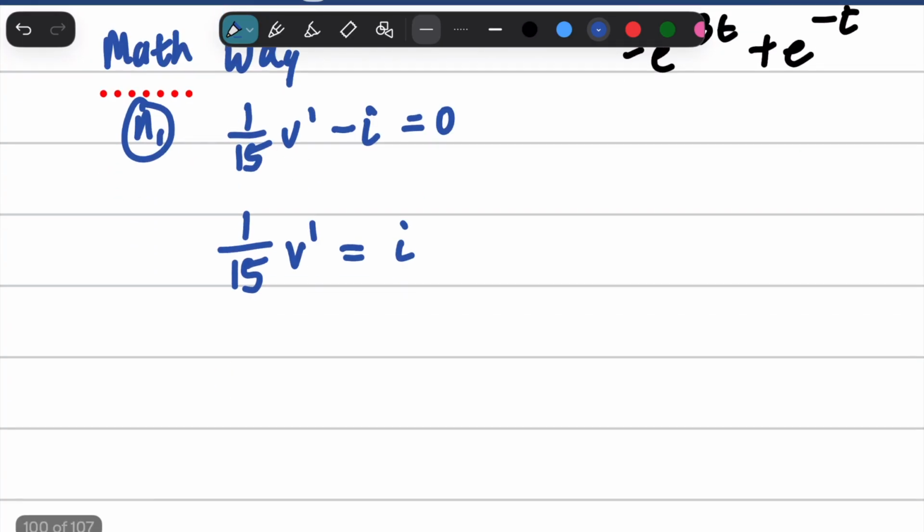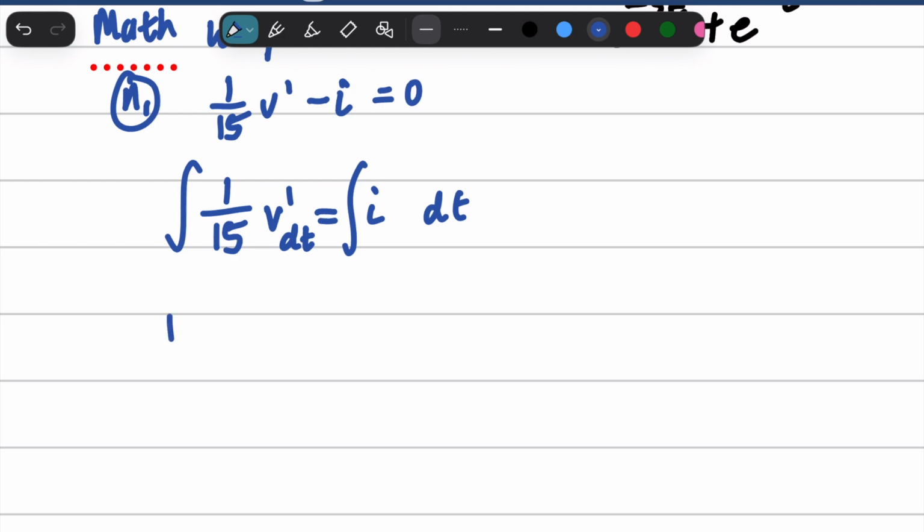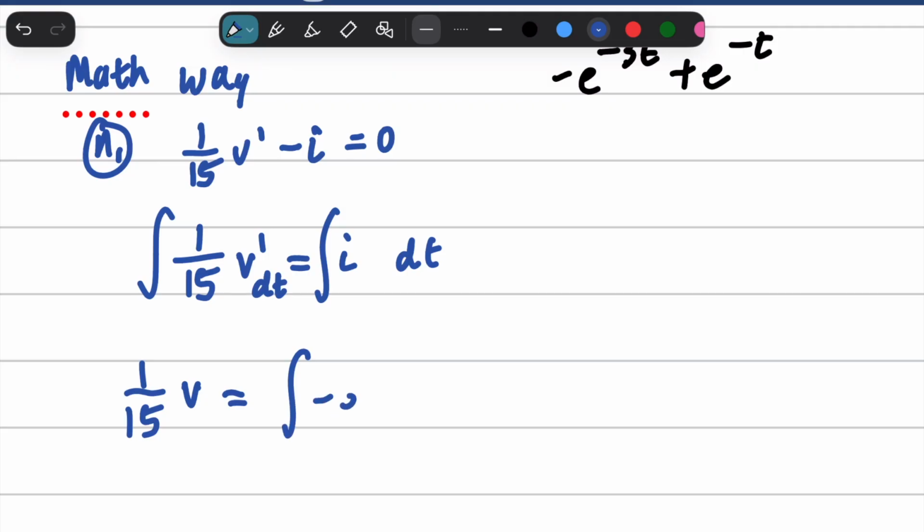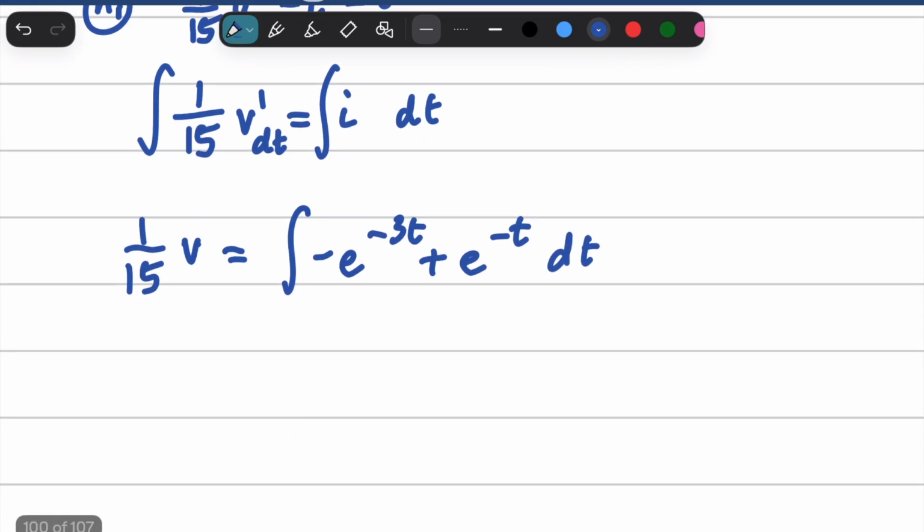And what we're going to have to do here is we're going to have to integrate so that we can get v. So we're going to integrate both sides with respect to dt. Okay, so a general integration. And we're going to say 1/15 integral of v prime is just going to be v, and I is -e to the -3t plus e to the -t dt. And hopefully we remember how to integrate, and we're going to say from 0 to t actually, so that we're mathematically correct right here.